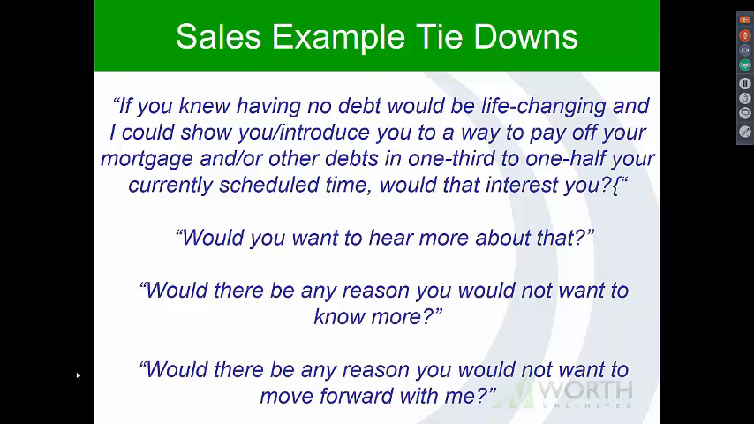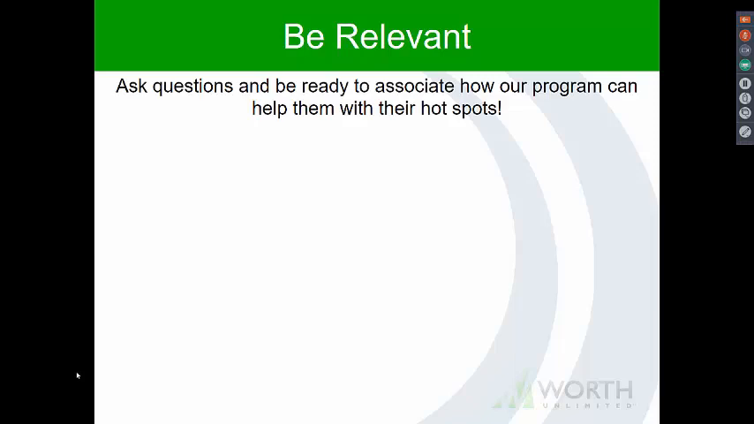For right now, search Worth Unlimited and search the lesson. In this particular case, it's qualifiers and tie downs. So Worth Unlimited or Worth Account, Worth Unlimited qualifiers and tie downs, Worth Account qualifiers and tie downs, you will find this lesson. Be relevant above all things. Ask questions and be ready to associate how our program can help them with their hot spots.